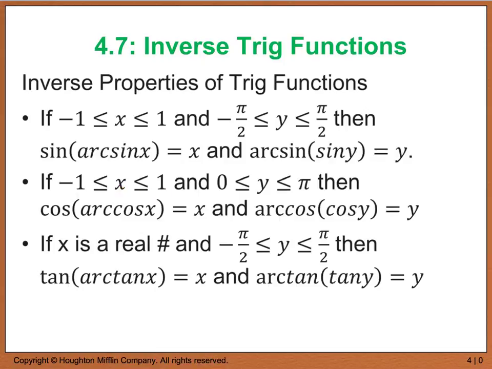On this, again, I'm on a domain from negative 1 to 1 and a range from 0 to pi. If I take the cosine of the inverse cosine of x, I'm going to get x. If I take the inverse cosine of the cosine of y, I'm going to get y. And again, this is going to happen for tangent. So if x is a real number, and remember on our x values we have no restrictions, a set domain, so really we're only concerned with our y values. So if we're looking between negative pi over 2 and positive pi over 2, then the tangent of the inverse tangent is equal to x, and the inverse tangent of the tangent of y is equal to y.